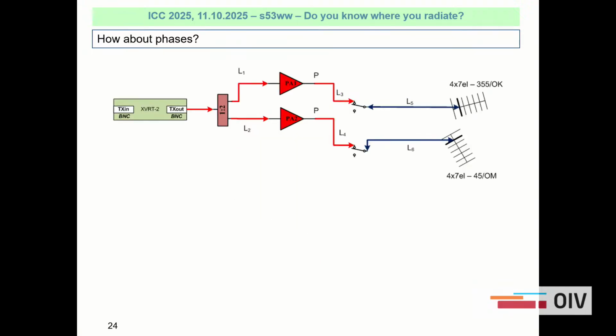Okay, now how about the phases, right? So we are talking about the phases. So you set up six antenna systems, 6 cables, 6 linear power amplifiers, and this cable is random length. Everything is random length, right? You don't care about the phase. Now, if you would like to care about the phase, how can you get to equal the phases?